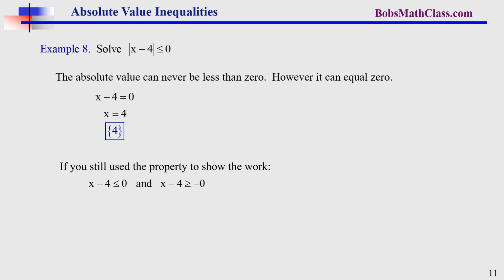That's our second inequality. Okay, so the first one on the left, add 4 to both sides, and that gives us x is less than or equal to 4. On the one on the right, we'll still add 4 to both sides. Negative 0 is still 0. So 0 plus 4 is 4. So we want to know what number is less than or equal to 4 and greater than or equal to 4. Well, there's only one number that satisfies that condition, and that is 4.